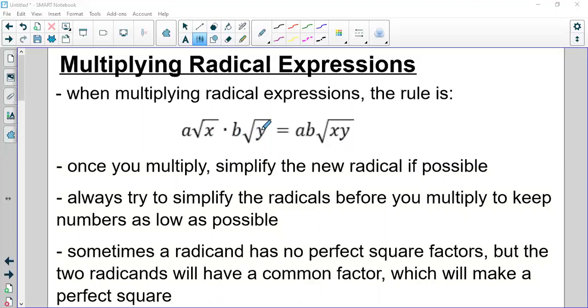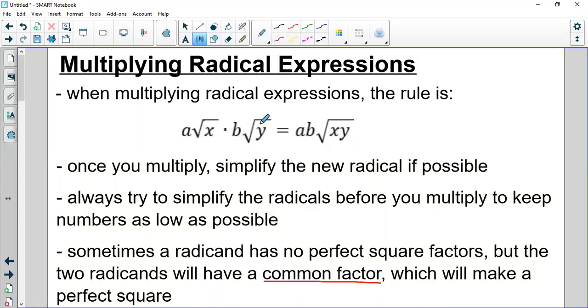Sometimes neither of these are going to have perfect square factors, and you can't simplify either of them. But just by factoring them, if you can find a common factor, here's a common factor between those two radicals, when you multiply them together, they're going to make a perfect square. So even if you can't get it to simplify by taking out a perfect square, breaking it down to factors to find a common factor might help you out when the numbers are bigger. All right, so let's take a look at a few.